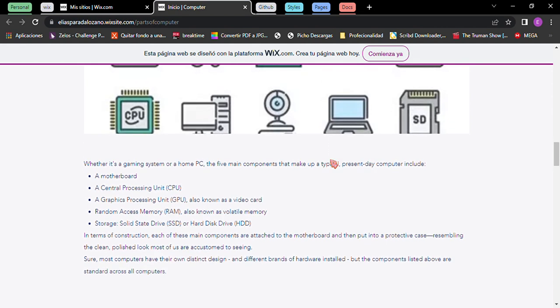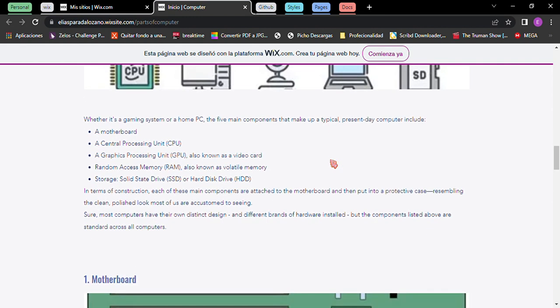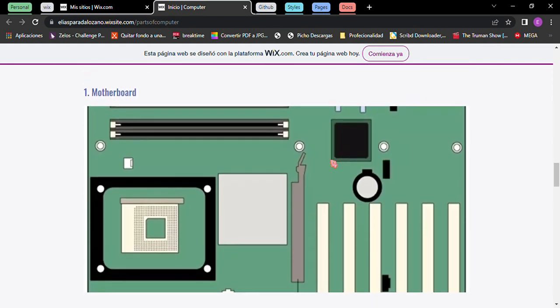In terms of construction, each of these main components is attached to the motherboard and put into a protective case, resembling the clean, polished look most of us are accustomed to seeing. Sure, most computers have their own distinct design and different brands of hardware installed, but the components listed above are standard across all computers.